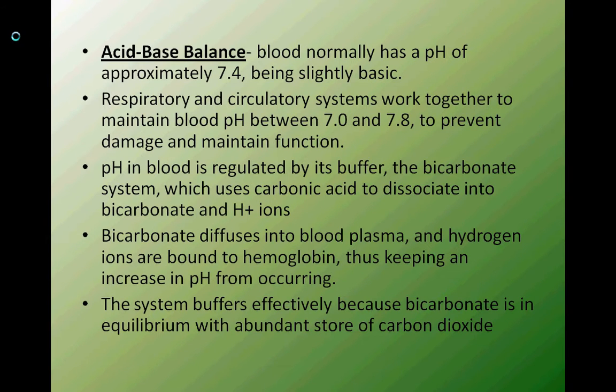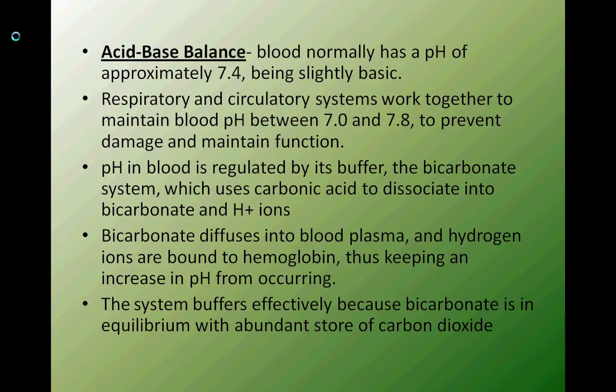These two systems work together to maintain the acid-base balance in the blood. Blood normally has a pH of approximately 7.4, being slightly basic, with that number being ideal for the conditions. The respiratory and circulatory systems work to keep the blood pH between 7.0 and 7.8, which, although perhaps not ideal, prevents damage and maintains function.